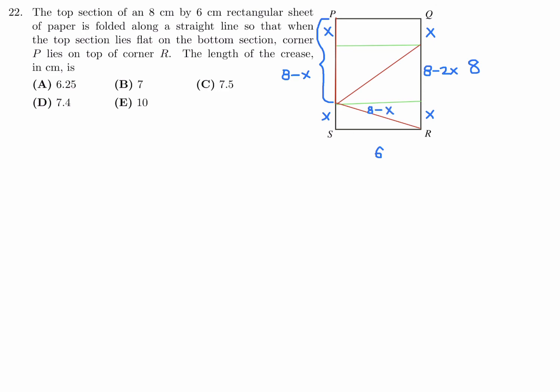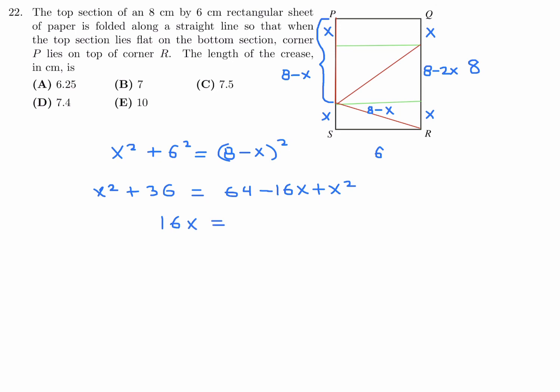So now we've got two Pythagorean relationships, and off we go. The first one is this guy right here. That one gives me x squared plus 6 squared is equal to (8 minus x) squared. That's 64 minus 16x plus x squared is x squared plus 36. The x squareds cancel, which is very good. And that's 16x equals 64 minus 36, which is 28, and therefore x will be 28 divided by 16, which is 1.75. Okay, pretty good number.